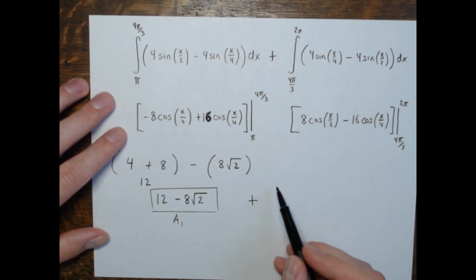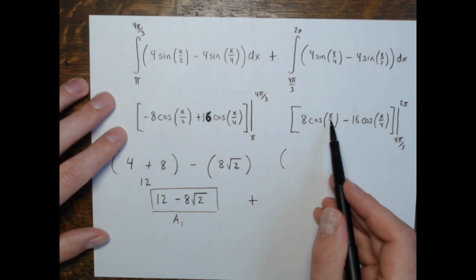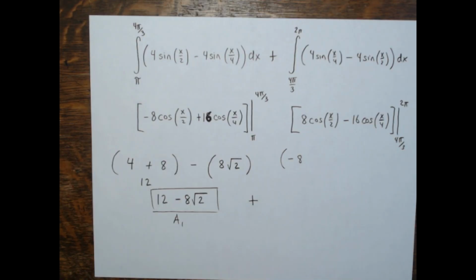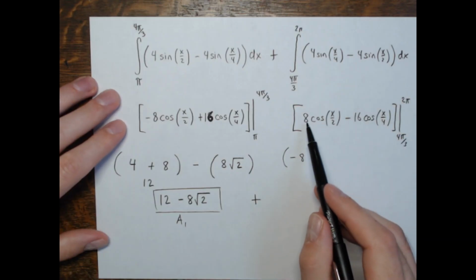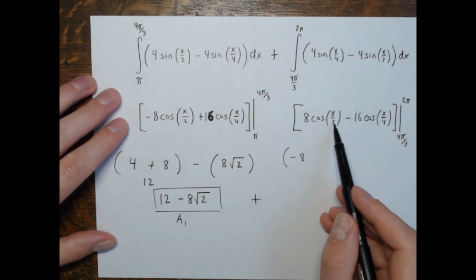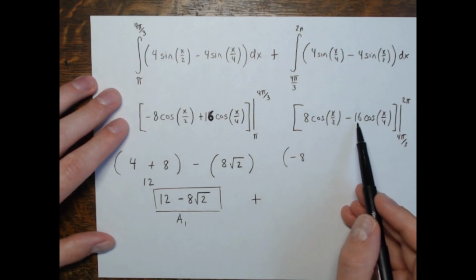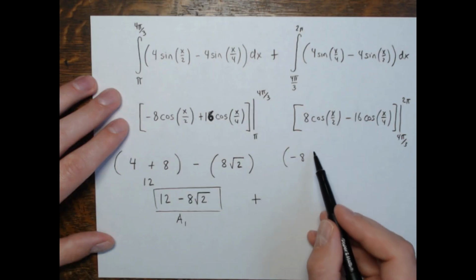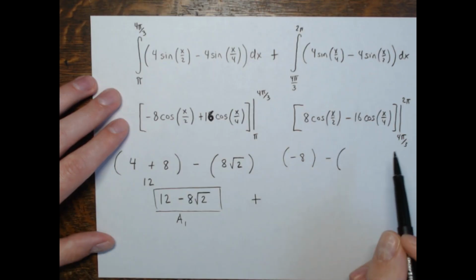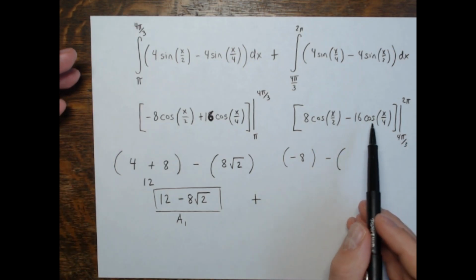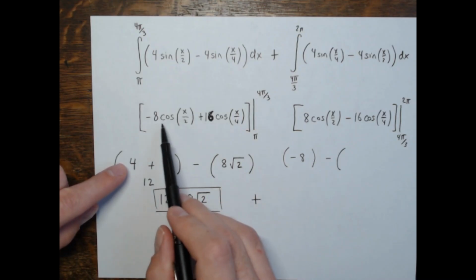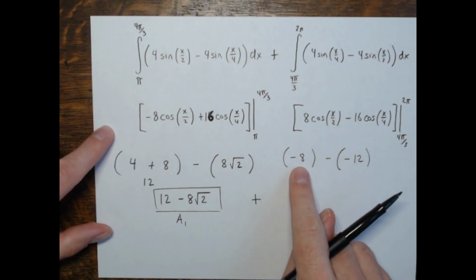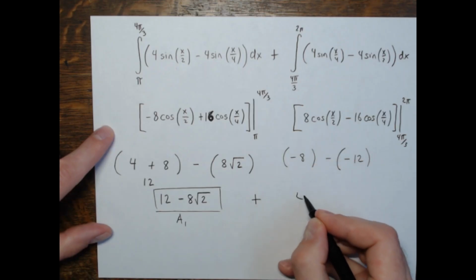Now when I plug in 2 pi, cosine of pi, remember, is negative 1. So 8 times cosine of pi is negative 8. Then the cosine of pi over 2, remember 2 pi over 4 would be pi over 2, is 0. So you get negative 8 there, minus, and then when I plugged in 4 pi over 3 earlier, it gave me 12. Remember, this is the opposite of that, the other order, so it'd be negative 12. And negative 8 minus negative 12, that's negative 8 plus 12, that'd be just 4 square units.